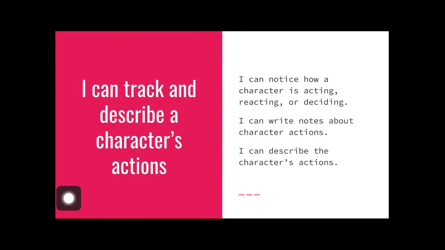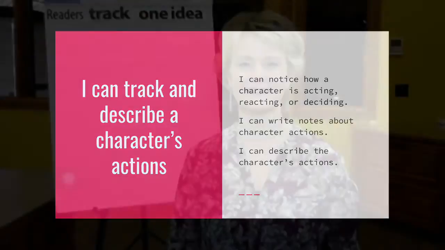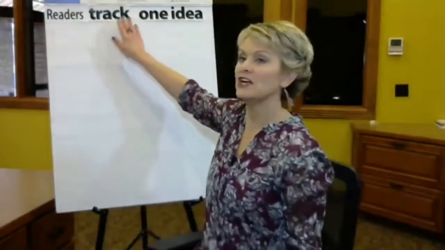Today, Mrs. Smeckens is going to walk you through what it means to track a character across a story. She'll give you some examples, and then we're going to get a chance to do it together. And then I'm going to ask you to do an exit ticket and a practice on your own. Hello, this is Mrs. Smeckens, and we're starting a new skill series. Now I want to teach you how readers can track an idea.